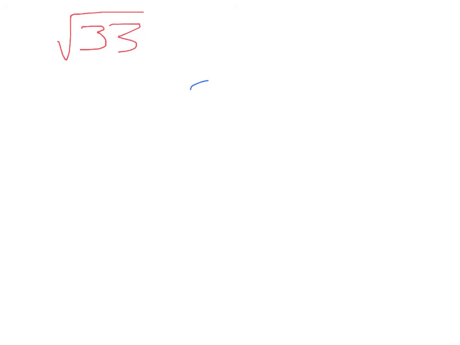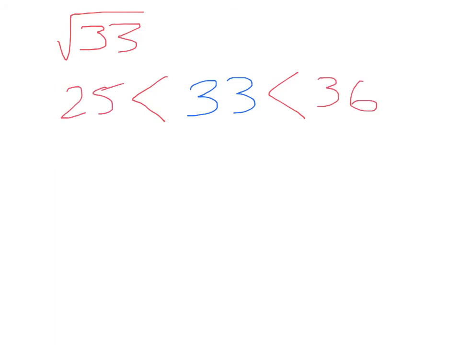We're going to start with the actual number 33. And I'm going to ask you, what two perfect squares is 33 between? And we're going to write that down like this. Write it down. And we know that 33 is between 25 and 36.